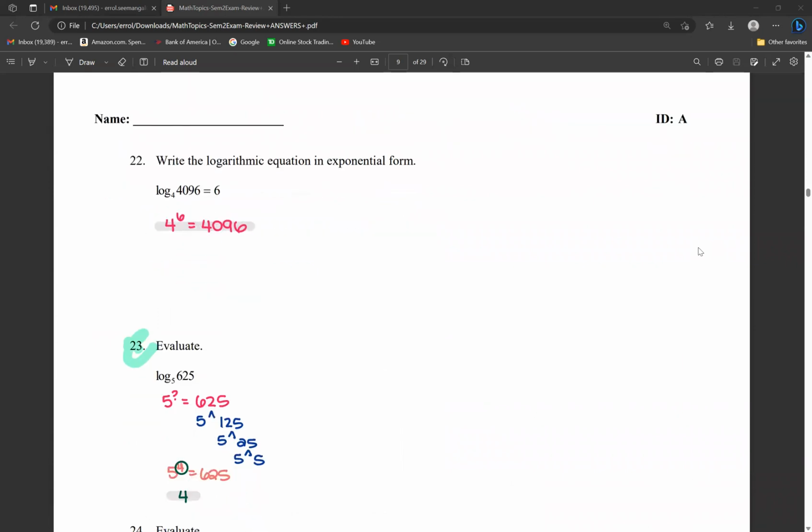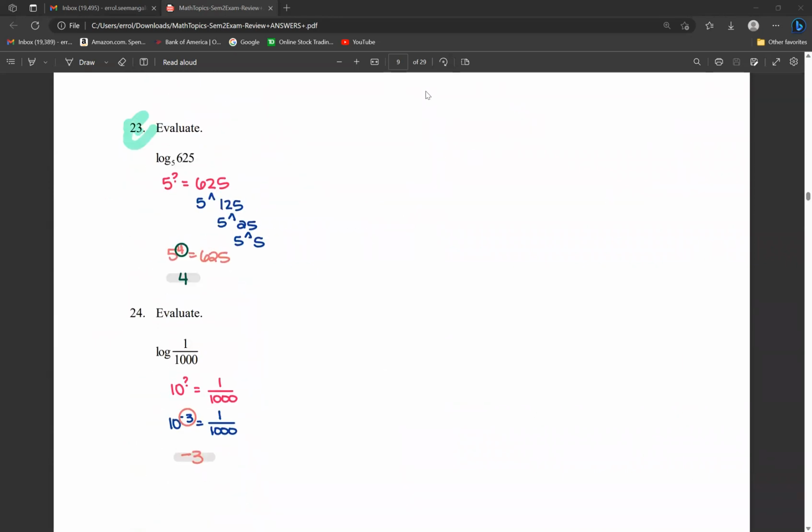23. Okay. This one, just use your log rules. So just let this equal y for a second. Log base 5 of 625 equals, let's just say x. It doesn't matter what variable. This is a 5 right here. So using your log rules from a couple months ago, how can we rewrite this?